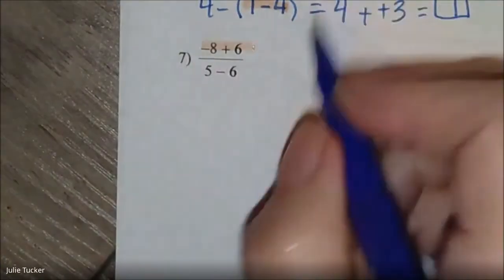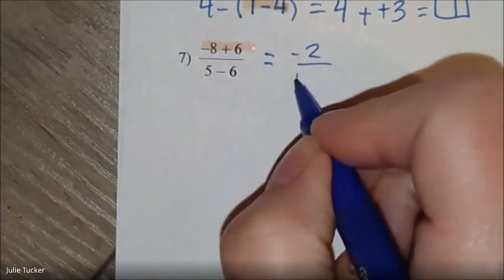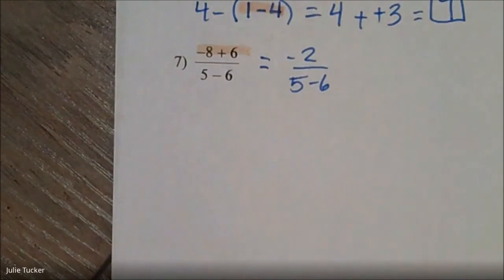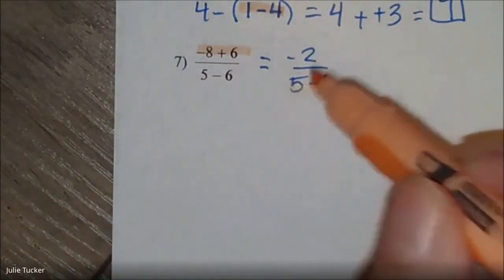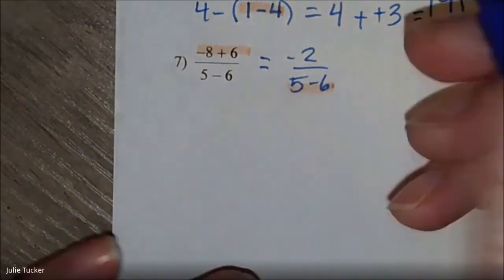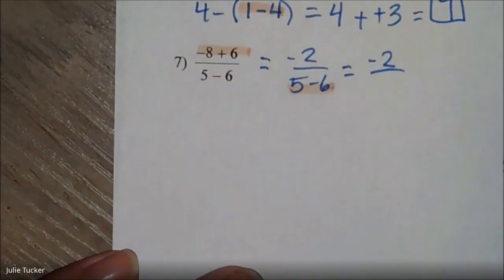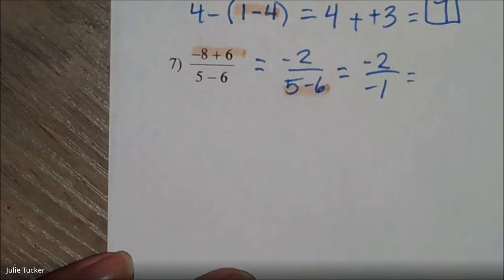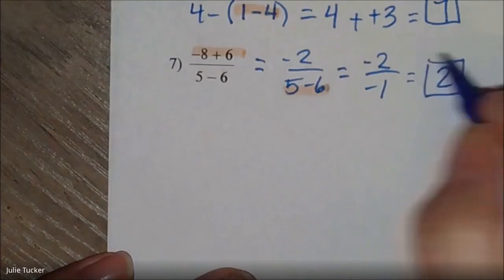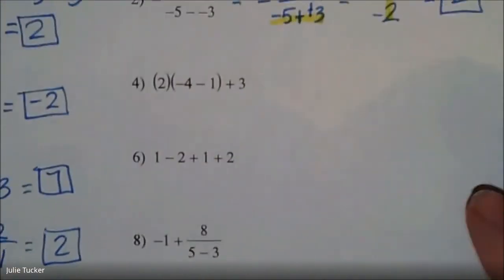Okay, so that's going to be -2 over 5 minus 6. Then we'll do this. What's 5 minus 6? 1. Almost. -1. Good job. So now -2 divided by -1 is good work. All right, so now we're going to go to the other side and do 3 more.